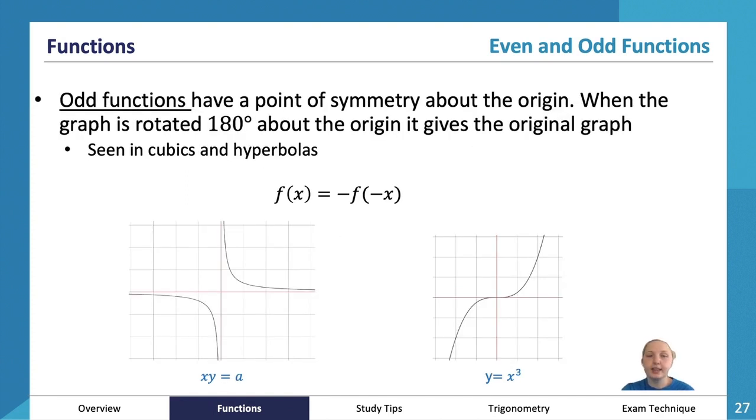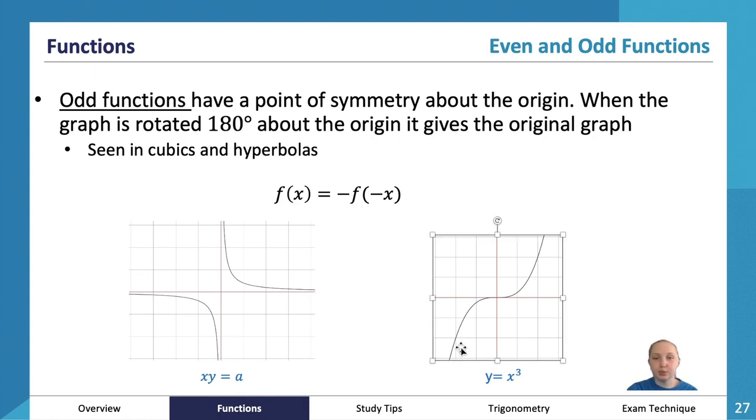Okay, then their opposite is the odd function. And so odd functions are functions that have a point of symmetry about the origin. So essentially what that means is if your graph is rotated 180 degrees about the origin, it's going to give the original graph as well. So this is seen in cubics and hyperbolas.